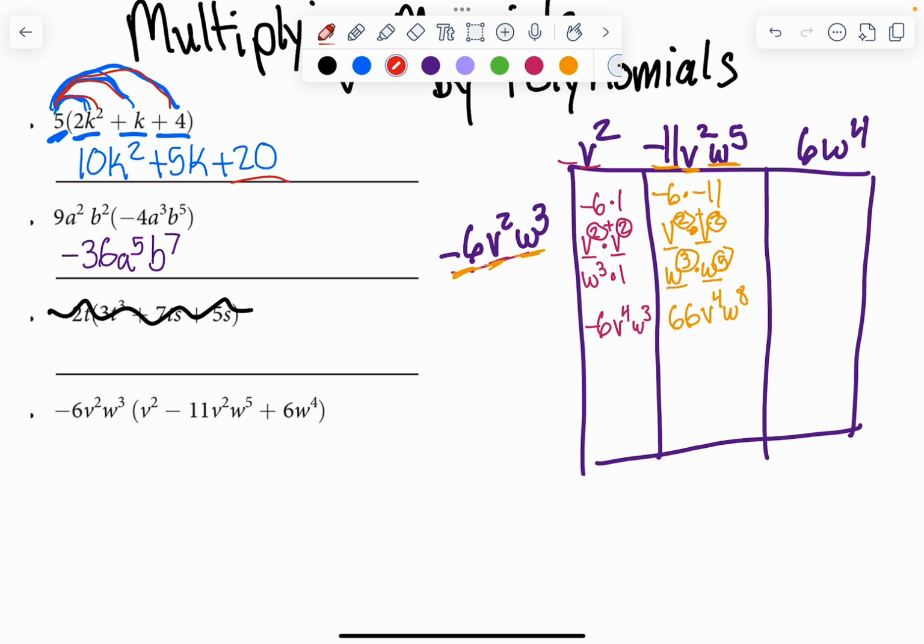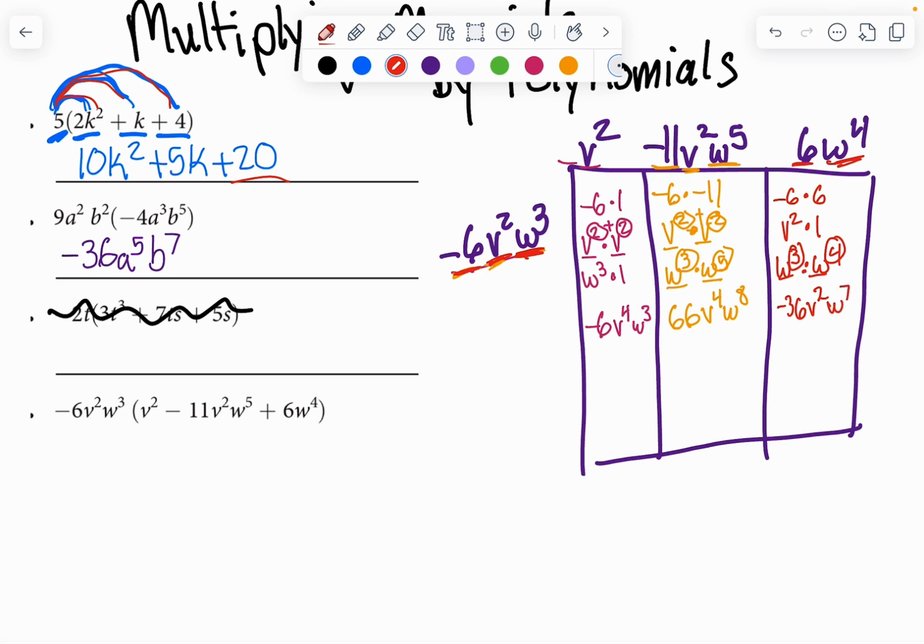And finally, we have our last one. We've got negative 6 times negative 6, times regular 6. V squared, there's no v's in this one, so v squared times 1. W to the third times w to the 4th. And finally, putting all these calculations together, negative 6 times 6 is going to be negative 36. V squared times 1 is just v squared. W to the third times w to the 4th, same base. We are multiplying, so we're going to add the exponents together, so w to the 7th.